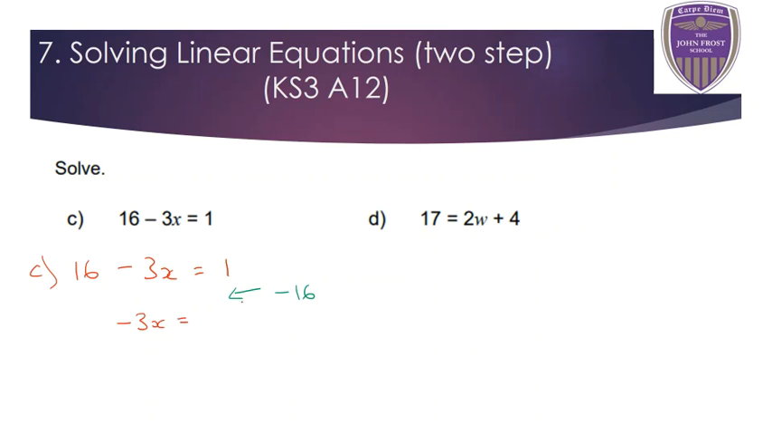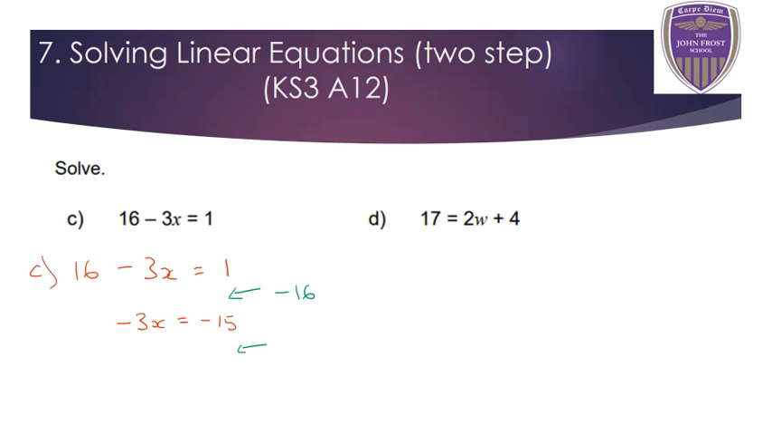minus 3x equals. Now 1 take away 16 is not 15. That's 16 take away 1. It's not the same thing, is it? Think of a number line again. If you're on the number 1 on a number line and you subtract 16, so you move backwards by 16, you should get minus 15. Okay, so minus 3x equals minus 15.